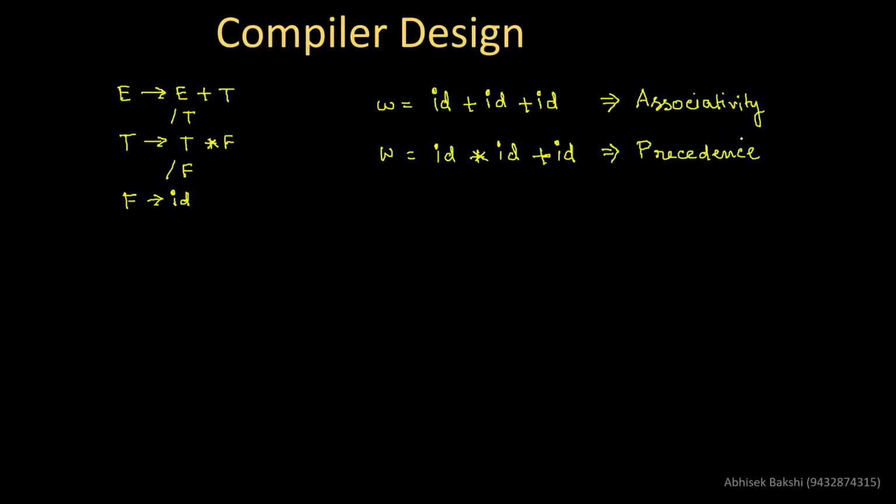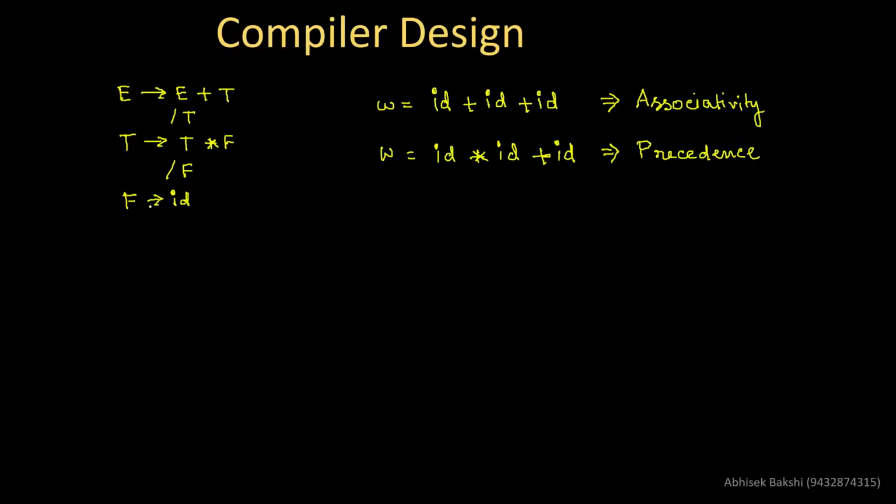What is associativity? If we have more than one operation of the same type in a particular expression, the machine has to decide which operation should be executed first. And what is precedence? If we have more than one operation of different types, then the machine has to decide which operation should be executed first. That entirely depends upon what grammar was used to generate or parse this particular string.